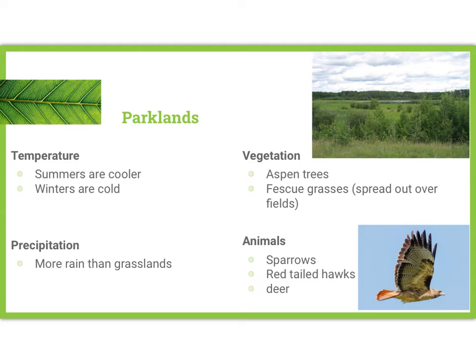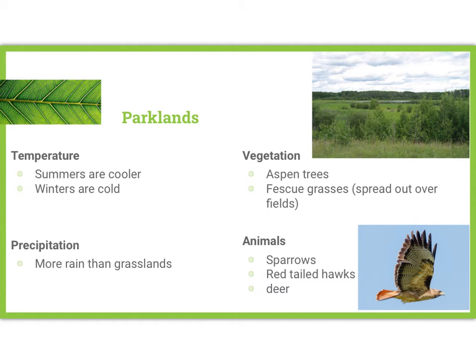The parklands. The parklands, the summers are cooler and the winters are cold. Not quite as cold as the boreal forest though. The precipitation, there's still more than the grasslands. The vegetation, what grows there. Aspen trees grow, and fescue grasses, and these are ones that spread out over fields.